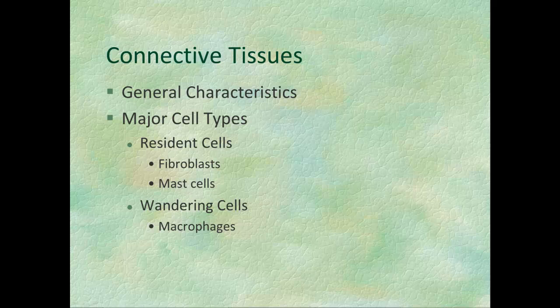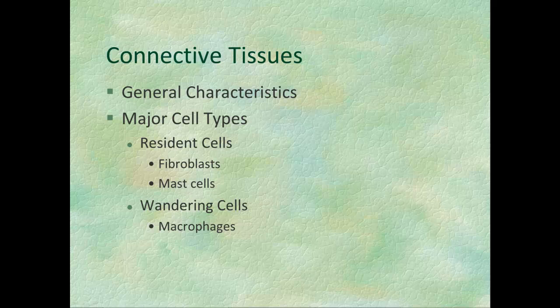Some of the cells are present continually and in relatively stable numbers in the connective tissue. These are what we call the resident cells. They're always there, and they're pretty much in regular concentrations. You also have cells called wandering cells. Wandering cells, as the name implies, are sometimes there, they're sometimes not. They can invade the tissue, they can be present in different concentrations depending on the internal situations within the body. The two main types of resident cells that we see are cells called fibroblasts and mast cells.